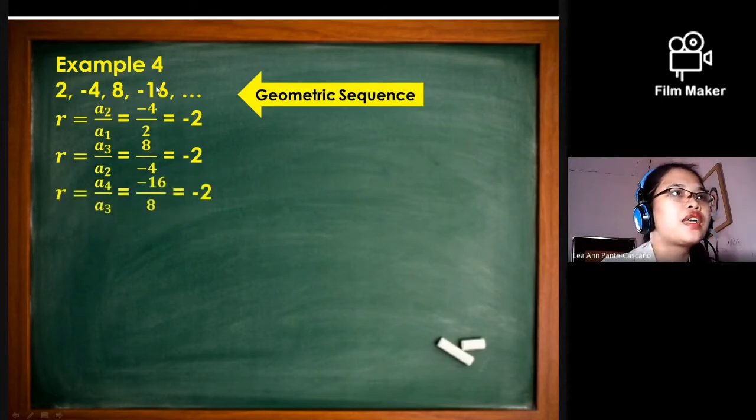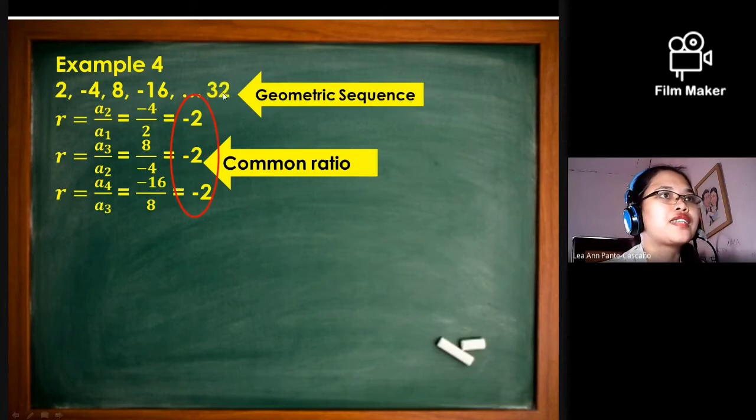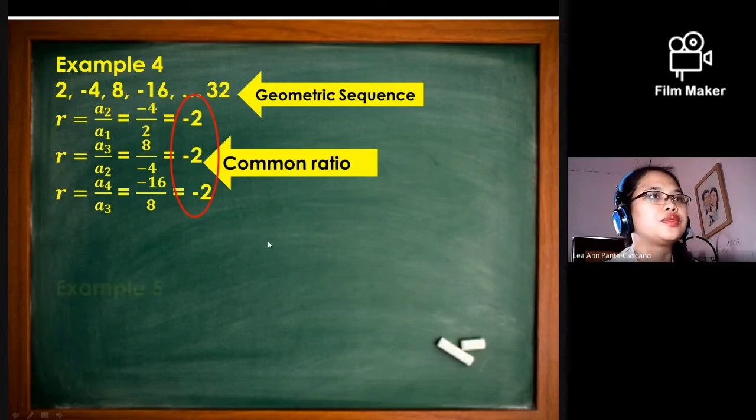Next, a sub 4 divided by a sub 3. a sub 4 is negative 16, then a sub 3 is 8. Negative 16 divided by 8 is negative 2. And that is the common ratio. The common ratio is negative 2. Negative times negative is positive. 2 times 16 is 32.